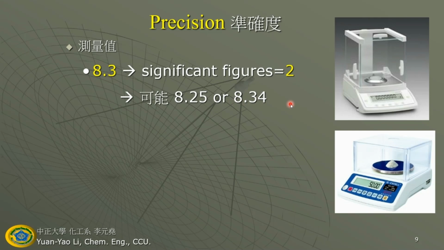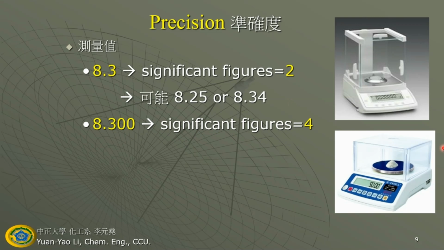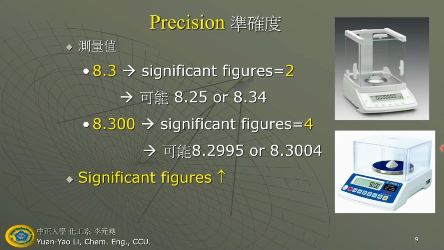You can use gram, or you can use second, or centimeter, for example. Okay, how about this one? 8.300, the significant figure is 4, right? So it could be 8.2995, or it can be 8.3004. Okay. So if the significant figures increase, that means what? Precision increases. Compared to this one, you have the same number, but significant figures increase from 2 to 4, so the precision increases.